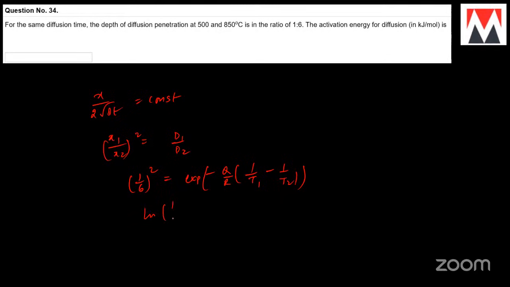So it is ln(1 by 36) equal to minus Q by 8.314 into (1 by 773 minus 1 by 1123). So what is your Q? Let us calculate. It is 74 kilojoule per mole.